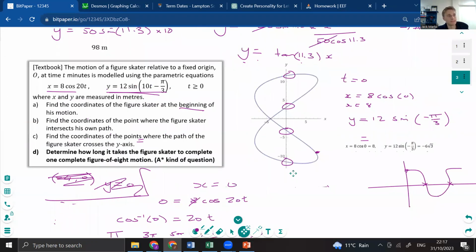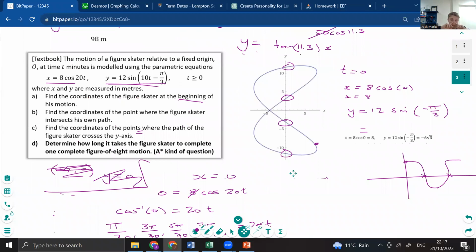Now let's get on to the tricky bit. So how long does it take the figure skater to complete one complete figure of 8 motion? Now, there's a lot of ways of answering this question, but the way I want to answer it is by looking at this part here on each of them.